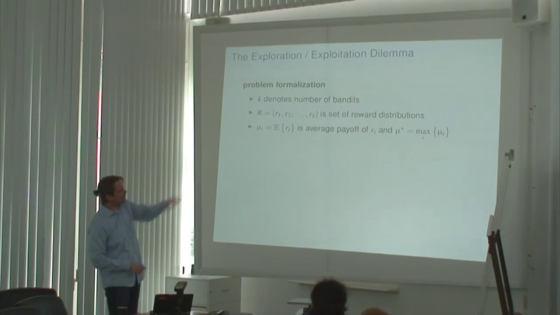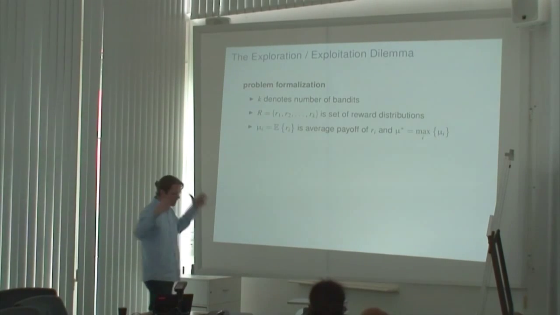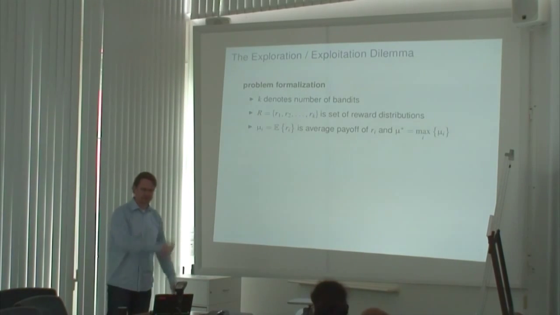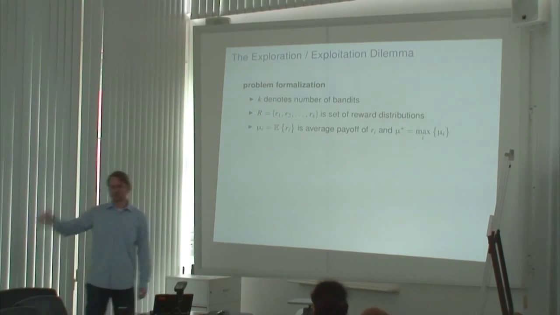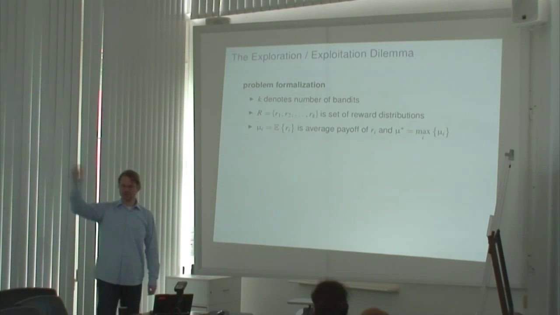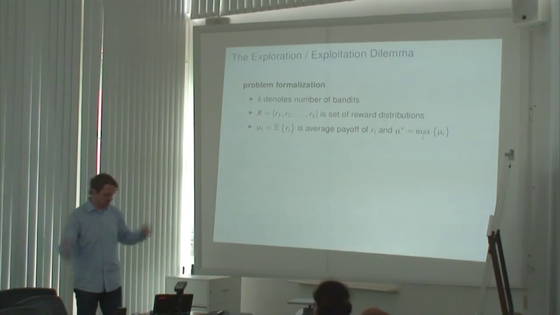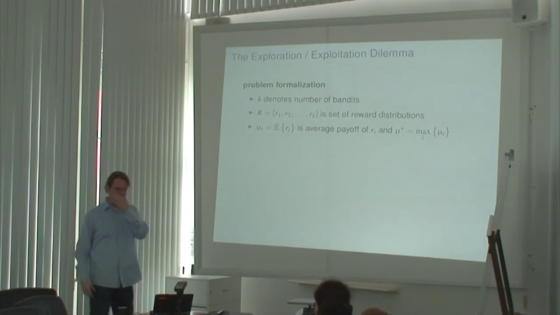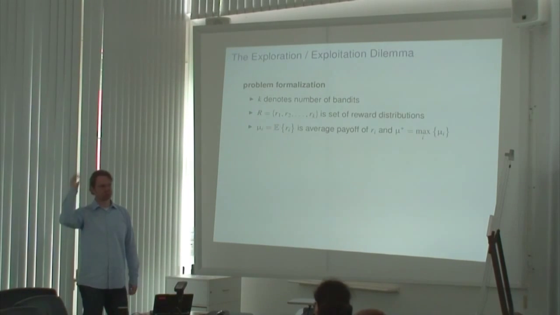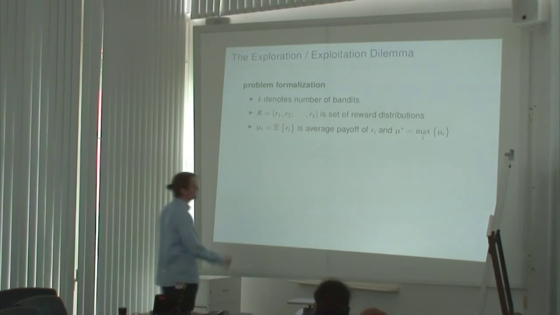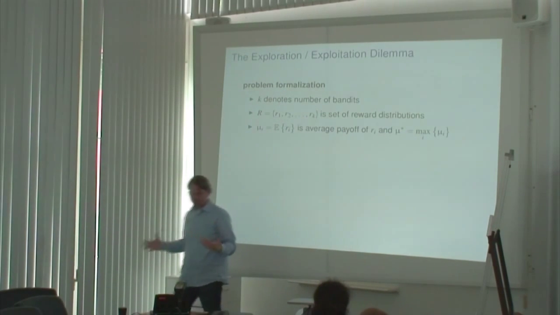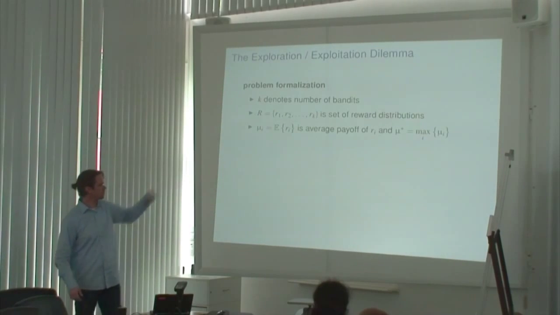And mu star is the overall maximum expected payoff. So say one machine has a payoff of minus 20 because you keep losing. Another machine has a payoff of 2 because you put in $18 and got back $20, so you earned $2. And another machine might actually have paid you much more than you put into it. So the expected payoff of that machine would then be the overall maximum payoff. And we call that overall maximum payoff mu star.